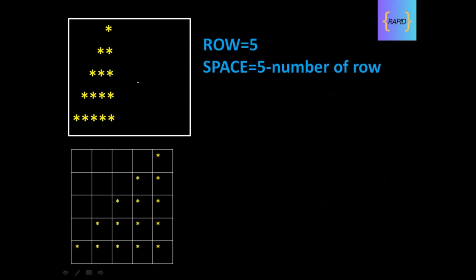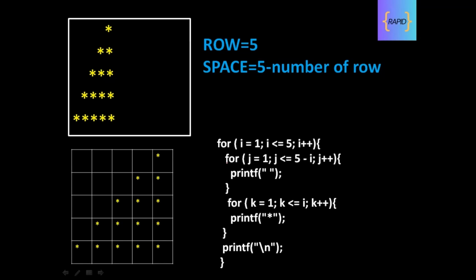So for this pattern, we need 3 for loops. One for loop is for rows, the second for loop is for printing these spaces, and the third for loop is for printing stars. Now let me explain the program. Here i starts with 1 and we are comparing it with i less than or equal to 5, which is true. So this for loop will execute.